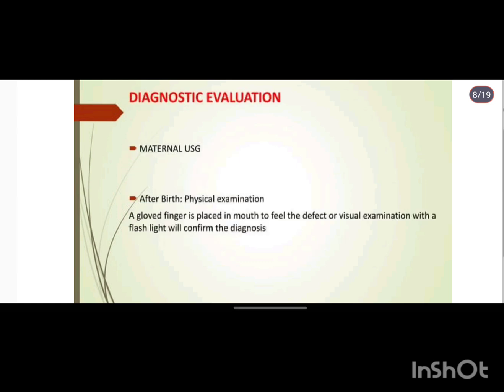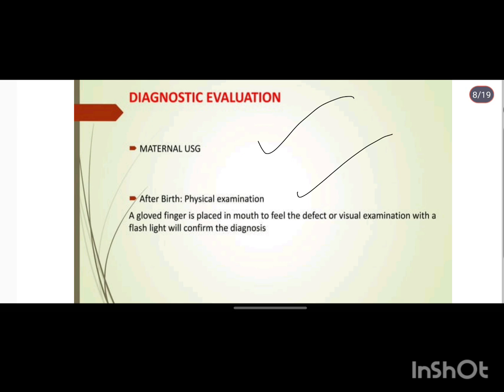So diagnostic evaluation, as I already told you, this can be identified in the prenatal period itself because it's a congenital malformation beginning in the intrauterine life. We can confirm the disease condition with the help of maternal ultrasound and also after birth during immediate physical examination.